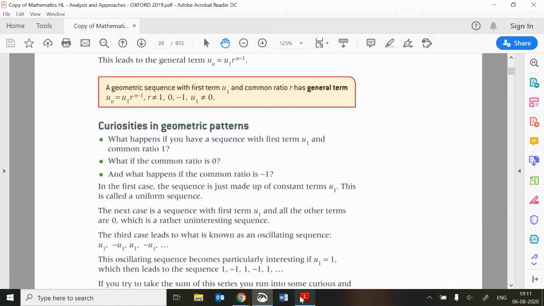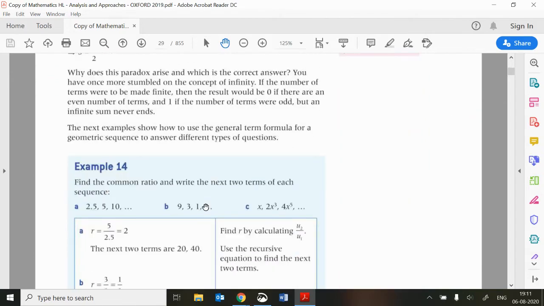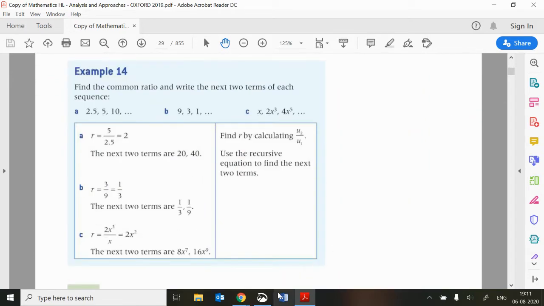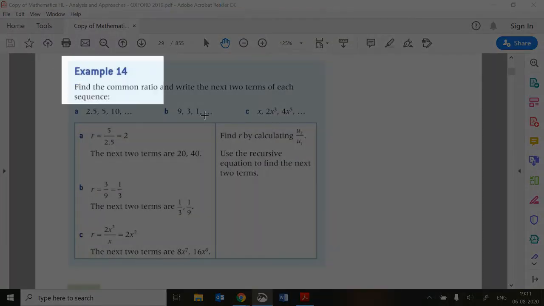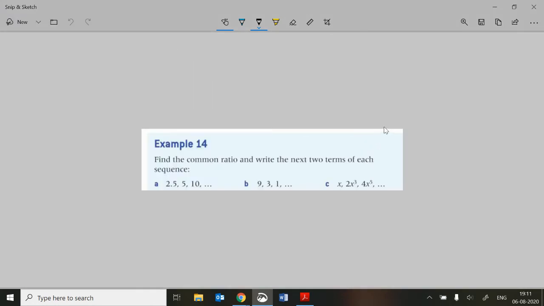Then I'm going to skip through some of this stuff here and get straight onto the examples. Now, obviously, you might wish to spend a little time reading through things. I suggest it's a good idea to do that. But I'm just trying to get through all of the examples and do a lot of teaching through the examples as we go. Okay, so example 14 says: find the common ratio and write the next 2 terms in each of the sequences.